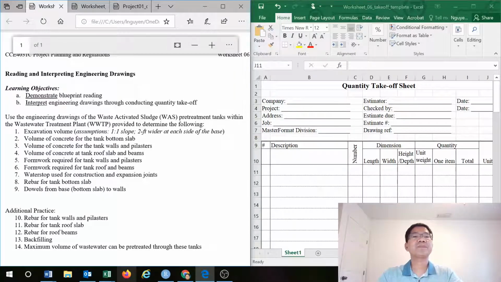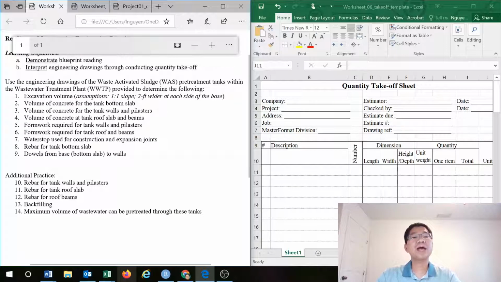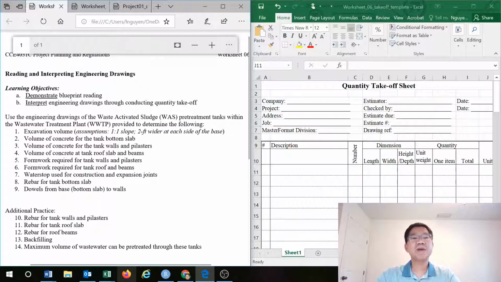so that workers can walk around to build the tank. Then the volume of concrete for the tank bottom slab, which I went over a little bit in the previous video with the same project, but we will work through the detail and numbers in a minute. Then the volume of concrete for the tank walls and the pilasters, the volume of concrete for the tank group slab and beams, the volume of formwork required for the walls and pilasters, formwork required for the tank group and beams, water stop use, and then rebar for the tank bottom slab and dowels for each base. Of course, if you want additional practice, you need to find all of this information.